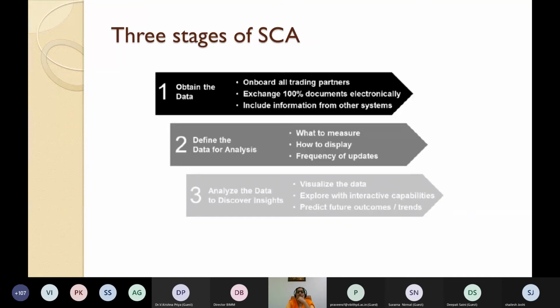So these are the 3 stages of supply chain analytics: obtaining the data, defining the data for analysis, and analyzing data to discover insights into it so that you can prescribe some or give some solutions for the future problems, expected problems, predicted problems. I am giving some solutions to the predicted problems or enhancing the existing state.